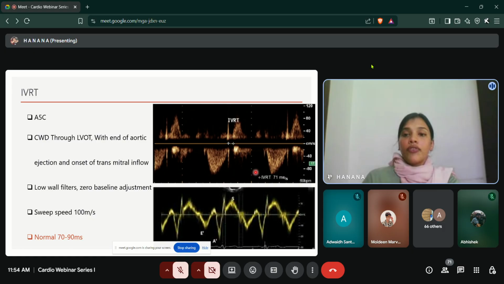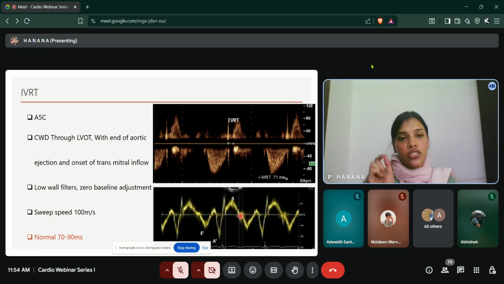We can also take the IVRT from the tissue Doppler velocity. Here it will be the opposite of the transmitral inflow. The S wave will be seen above the baseline, and the E wave will be seen here as E dash, followed by A dash. In between S dash and E dash we will see this little gap, and in between that is the IVRT.